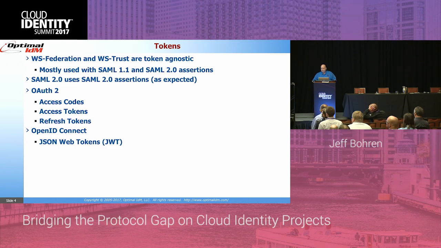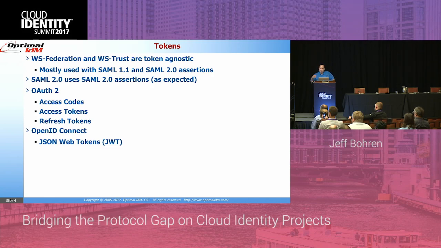Let's talk a little bit about tokens. A lot of people don't realize this, but WS-Federation and WS-Trust are actually built from the ground up to be token agnostic. You can use them to transport any token you want. However, in practice, I pretty much only ever see SAML2 tokens used with WS-Federation and WS-Trust. But in theory, you could use any token.